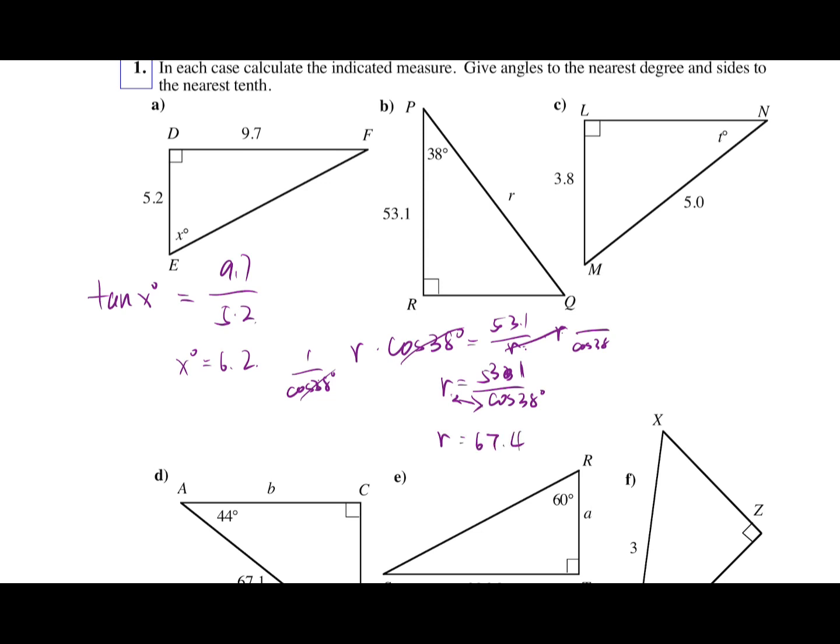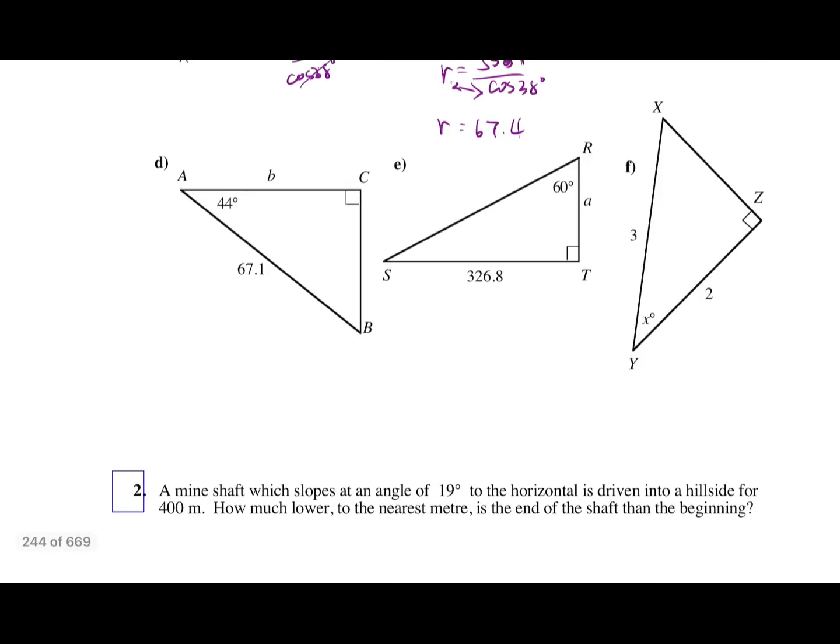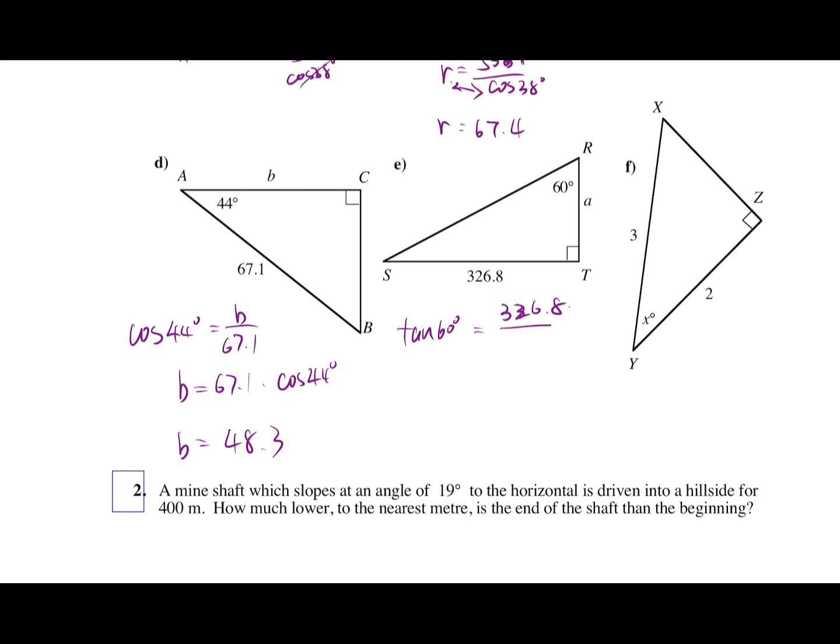And then for C, sine t equals 3.8 divided by 5, and then t is 49 degrees. And for D, cosine 44 degrees is b divided by 67.1, and for this one b equals 64.1 times cosine 44 degrees, so b is 48.3. And then for E, tangent 60 degrees equals opposite divided by adjacent, and then we need to switch these two, and it's 60, so a is 188.87.